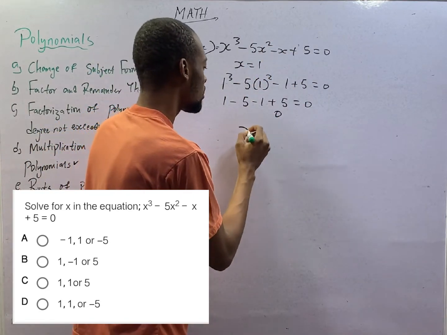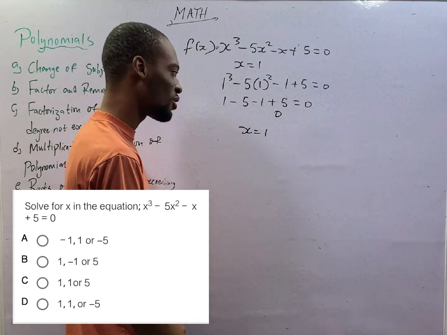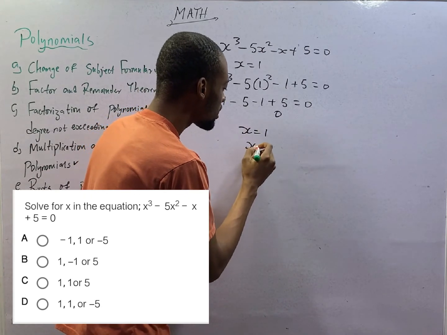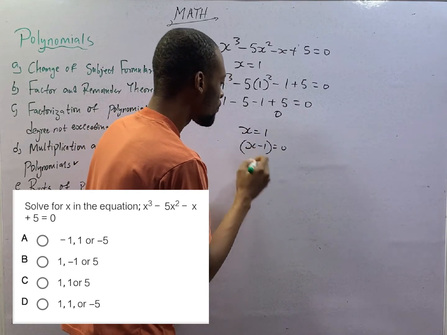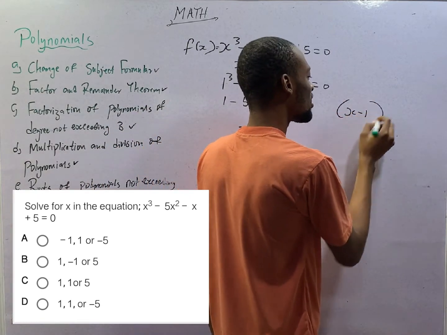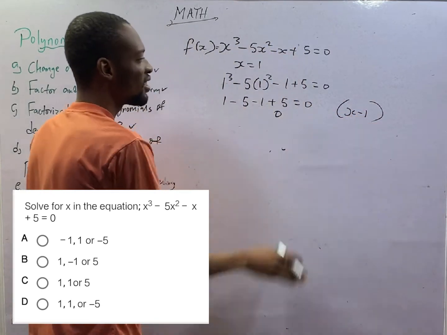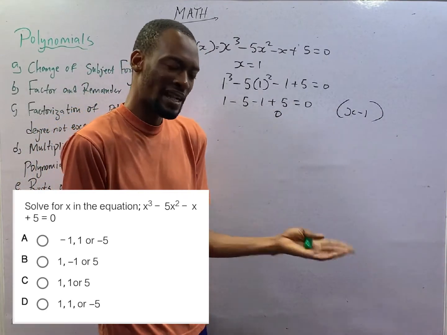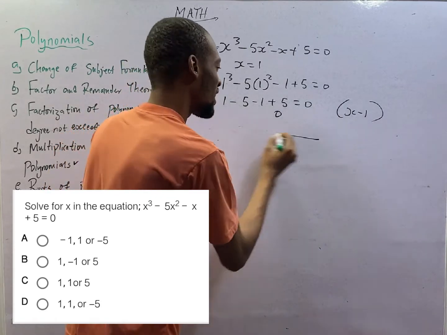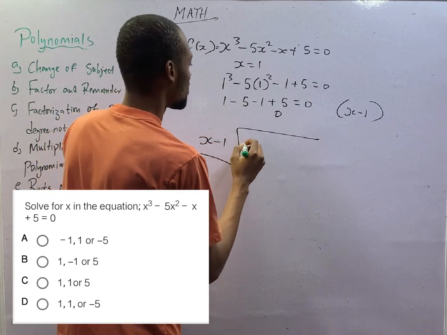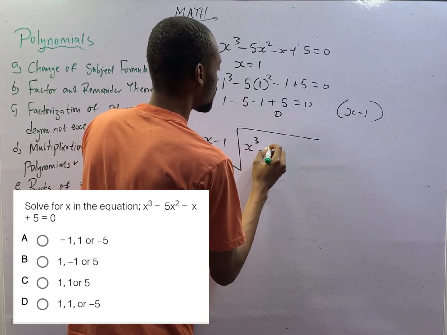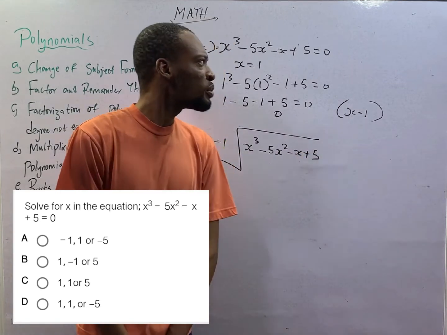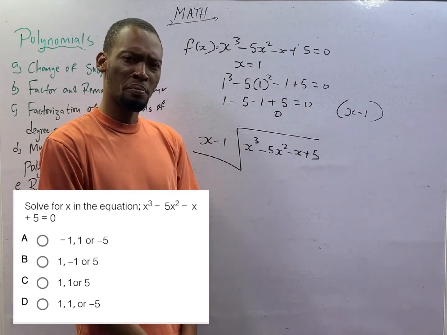If s equals 1 is a factor, it means that the first factor is, bringing the 1 to the other side, s minus 1 equals 0. So s minus 1 is a factor. Now that we know that s minus 1 is a factor, we have to look for the other 2 factors. How do we do that? Long division, like this. s minus 1, s raised to the power of 3 minus 5s squared minus s plus 5.